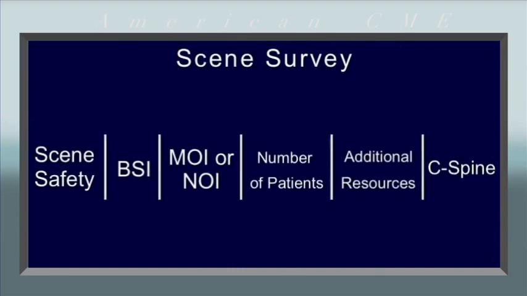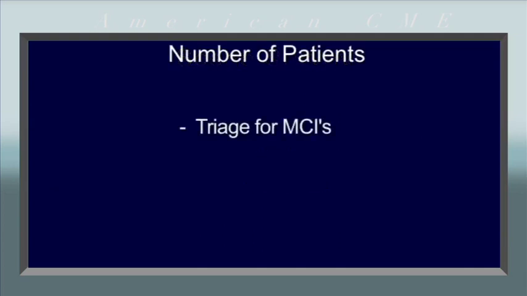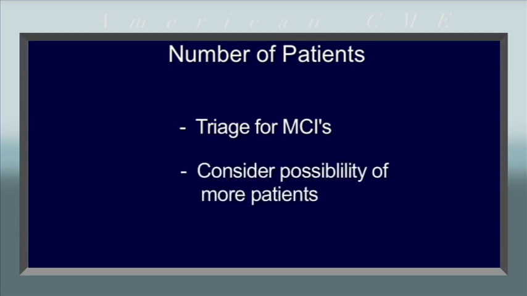Once we evaluate the MOI and/or NOI, we must then consider the number of patients on scene. Although this step seems straightforward and simple, it is potentially very meaningful. Patient triage, as indicated in multiple casualty incidences, would likely occur at this stage. Triage is the process of categorizing patients based on the severity of their injuries. In addition to triage, this step also allows the care provider to look for subtle indicators that additional patients may exist.